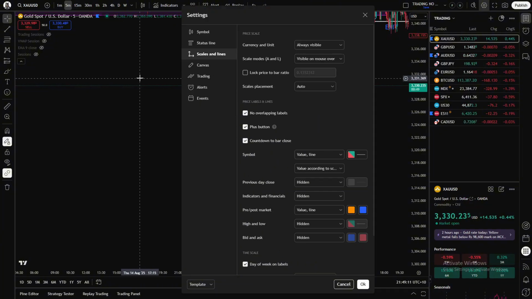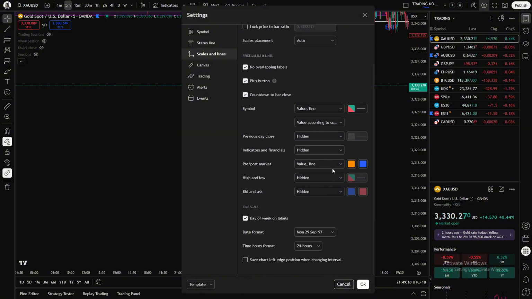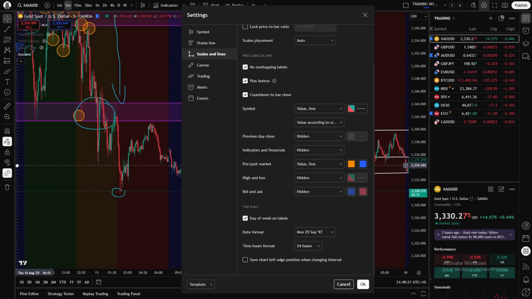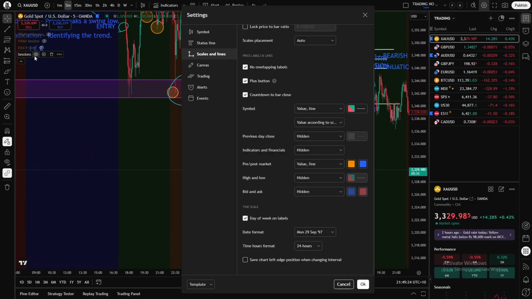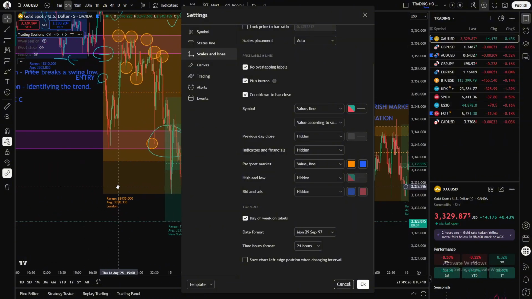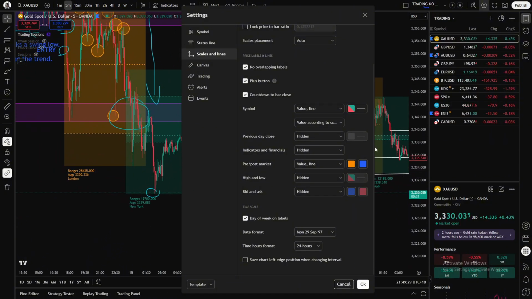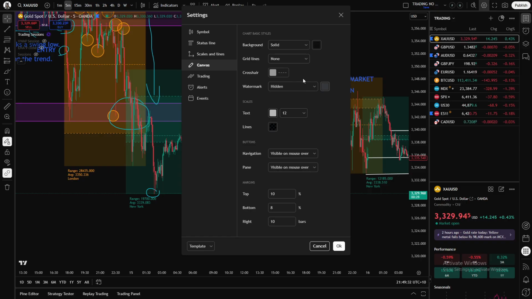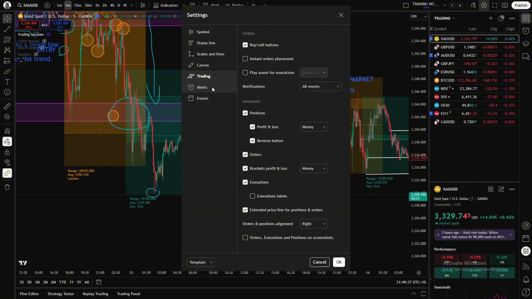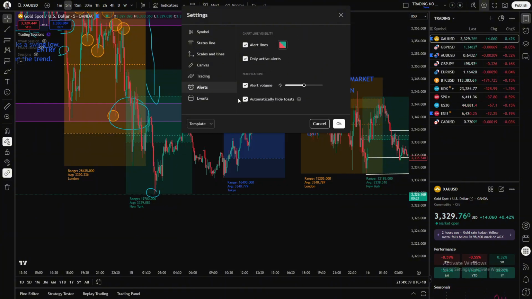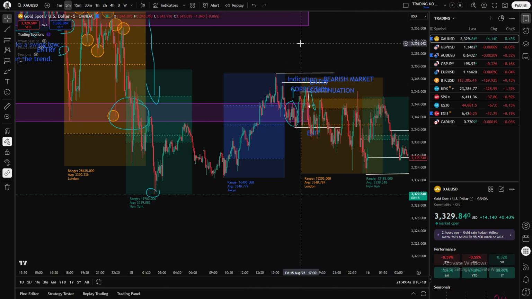Then scales and lines is currency and unit always available. You guys can just read this yourself. I don't know why I'm reading this out, but just make sure it's the exact same. Pre-post, post. This is when I have the sessions on. So if you want this, you have the session times. This one here. So you guys can copy that, and then canvas, that's it there. And trading, that's it there. And alerts, that's it.